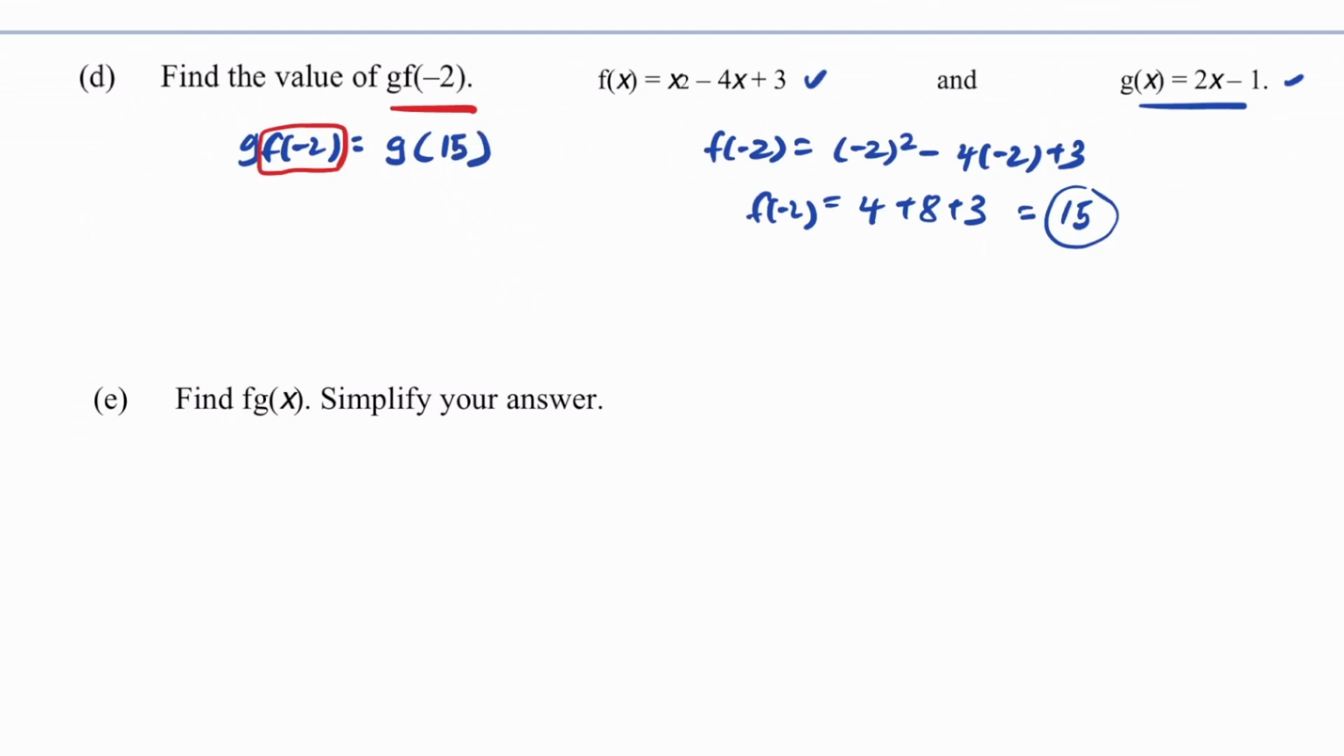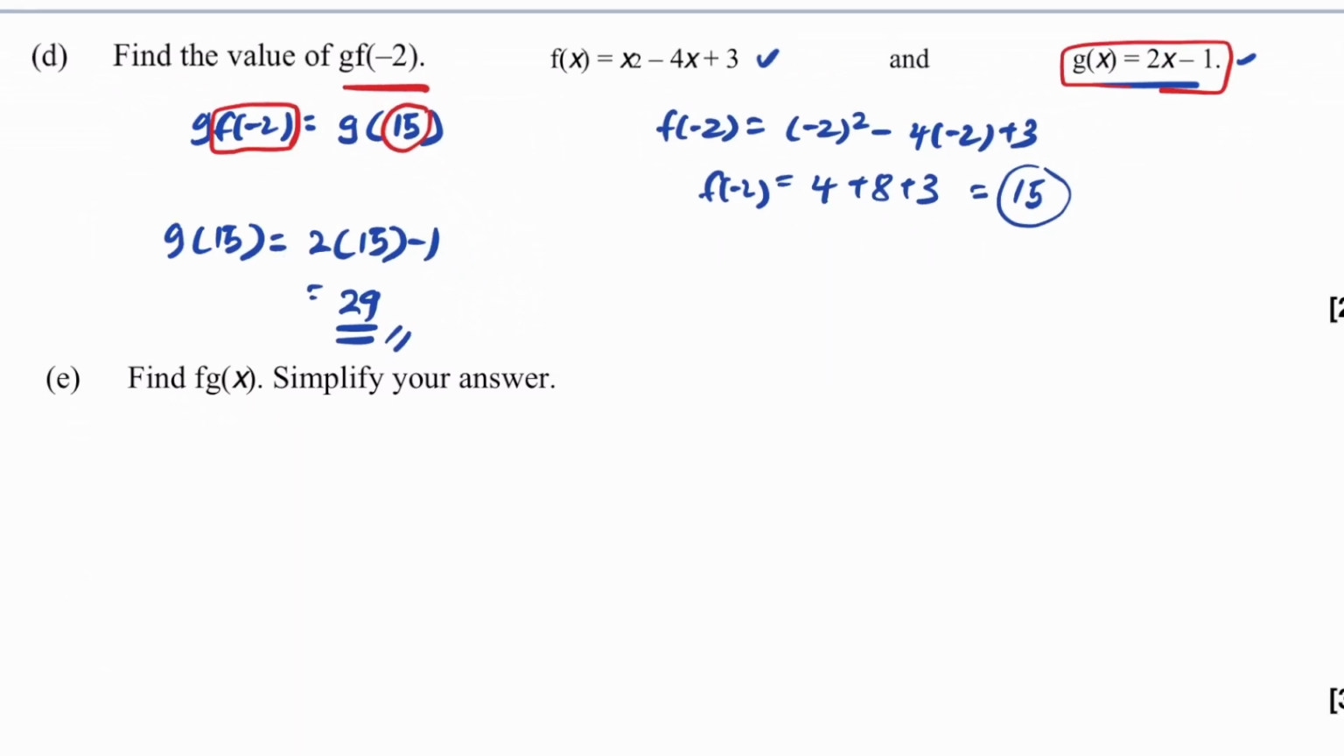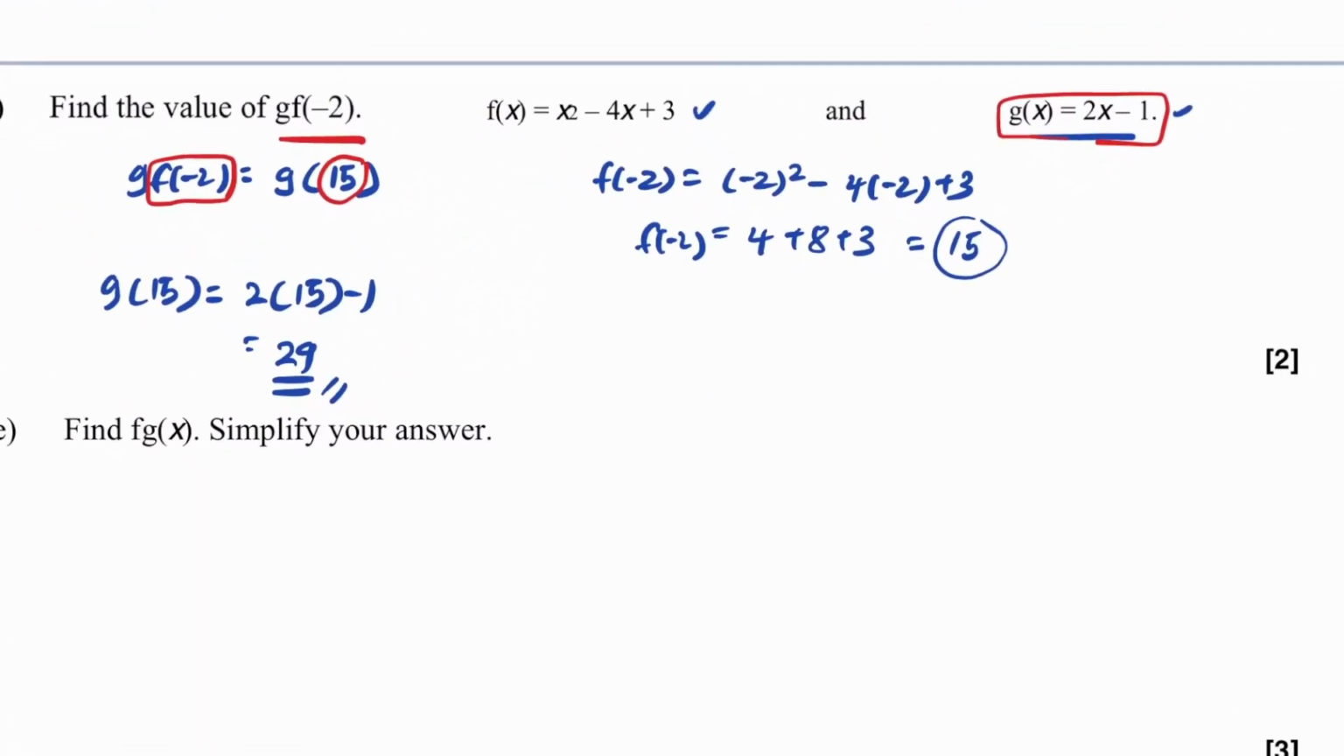Now it's clear that you need to put this 15 back into your function g. So g of 15 will be equal to 2 times 15 minus 1. You should get 29 as your final answer. This question itself is worth 2 marks.